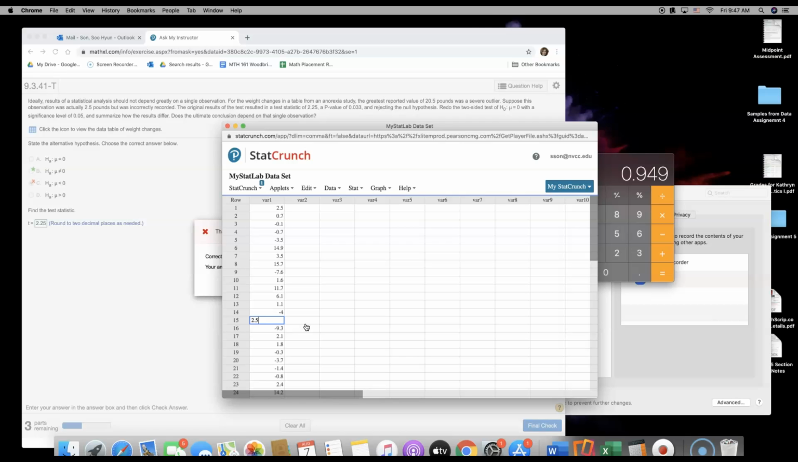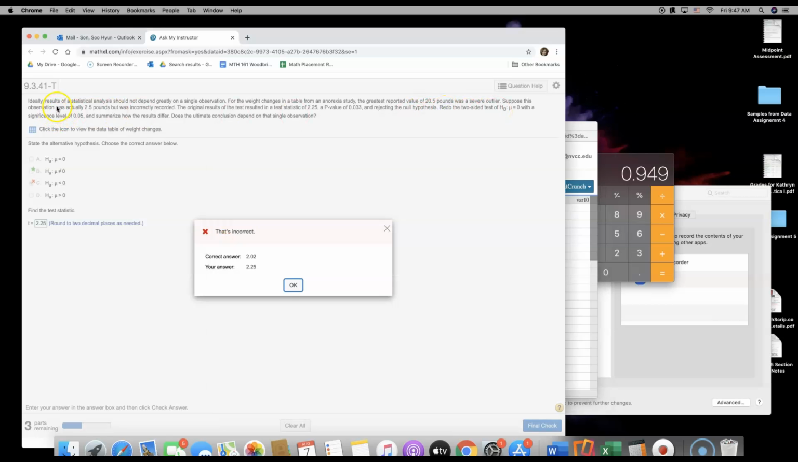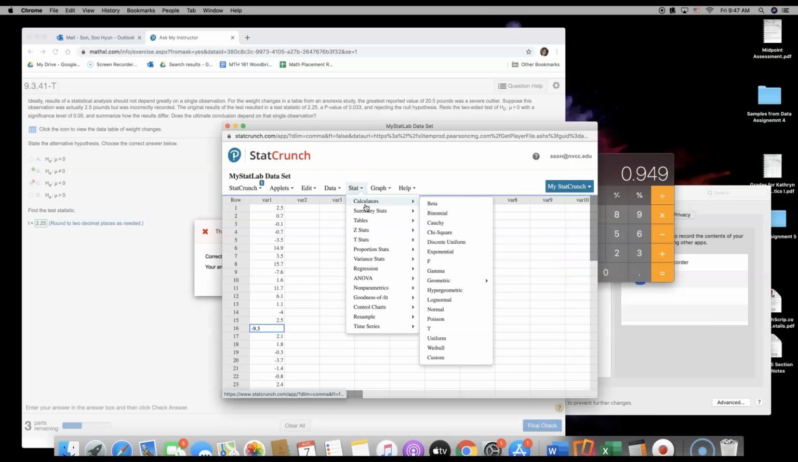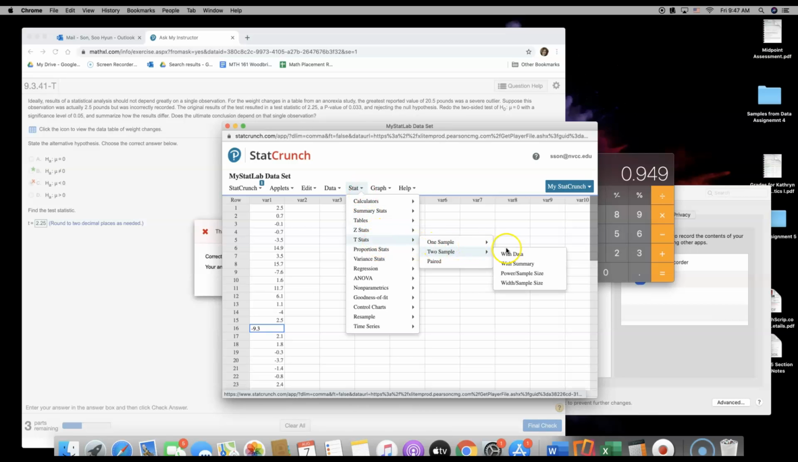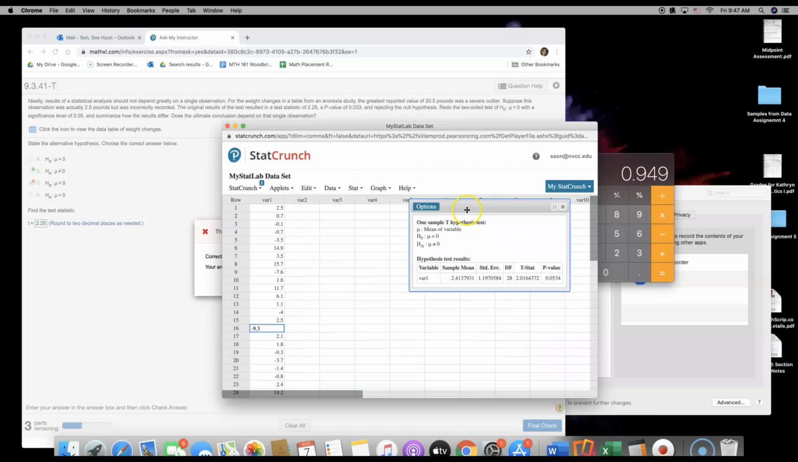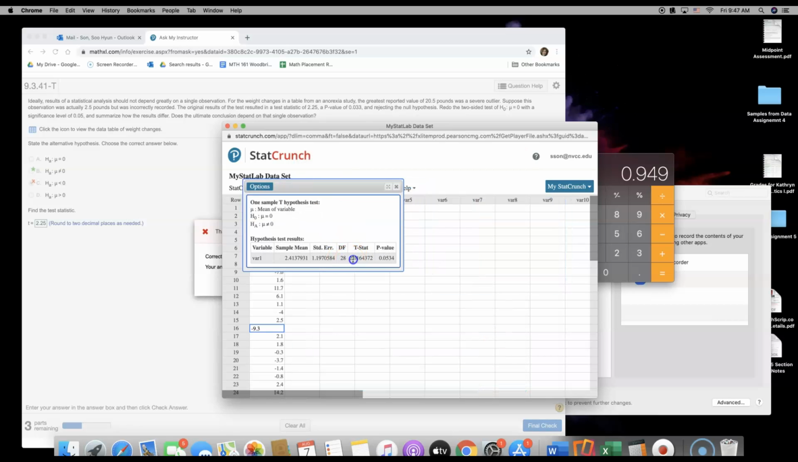So before we get the test statistic, we need to change that to 2.5 because they did say redo the test with the, no, where was it? Suppose this observation was actually 2.5 pounds, but was incorrectly recorded. So I had to change that first. So let me run this one more time and see if we get 2.02 this time, okay? That was my oopsie moment. So go to t-stat, one sample with data, and then we just keep everything the same and compute it. Yeah, that's how we get the 2.2 right here.